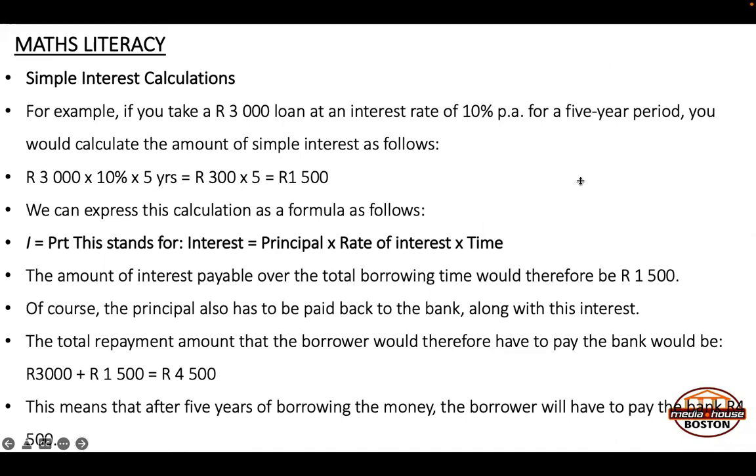Okay, and then we see the simple formula there, I = P R T, which stands for interest equals principal times rate of interest times time. It's very simple. Well, it's simple for me. Does anyone have any questions so far about this?